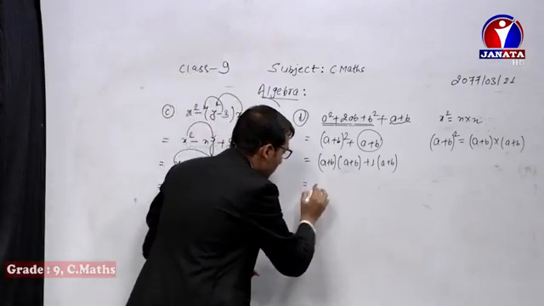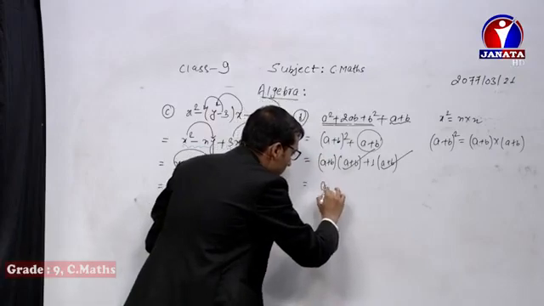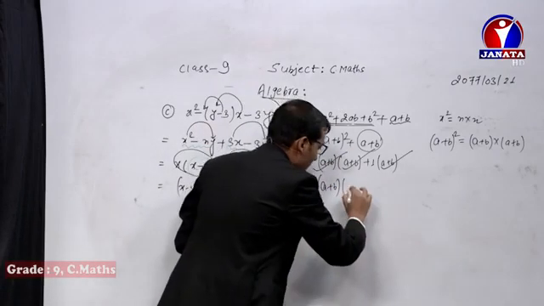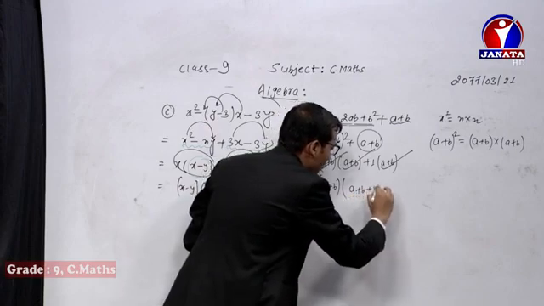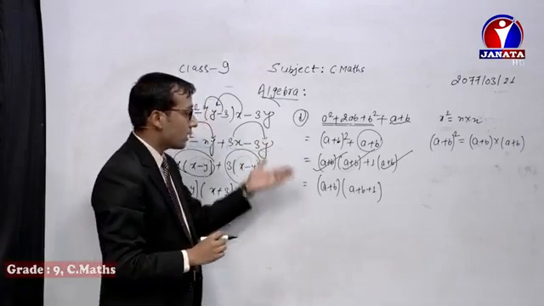Now what can we take common? A plus b is common. Now what is left in the first term? A plus b, and in the second term plus 1. So this is the next example.